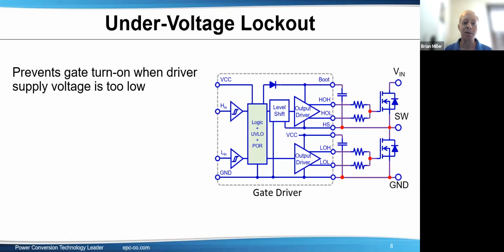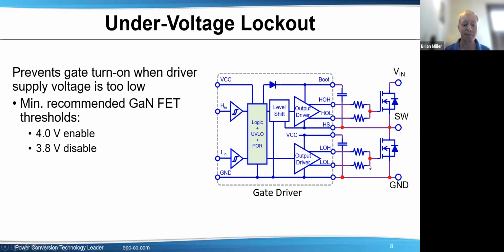Another topic is undervoltage lockout. You don't really want to have a transistor that's not optimally driven. You don't want it to go in the active mode or have the RDS on go too high. So you'd like to monitor both the upper and the lower gate drivers to make sure they're okay. Minimum recommended gate thresholds, 4 volts for enable and about 3.8 for disable.